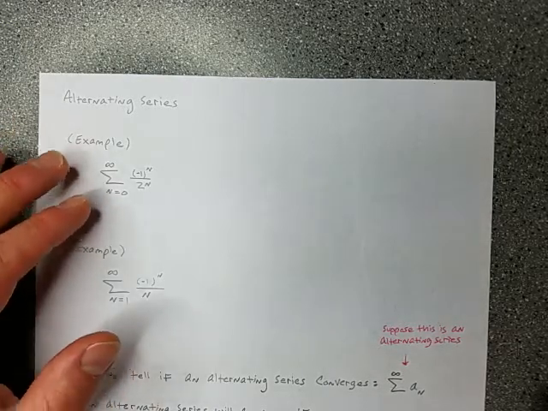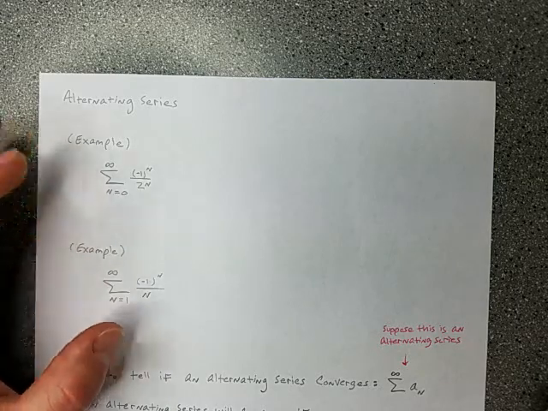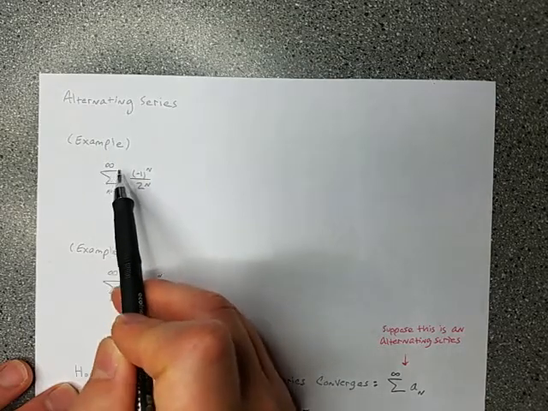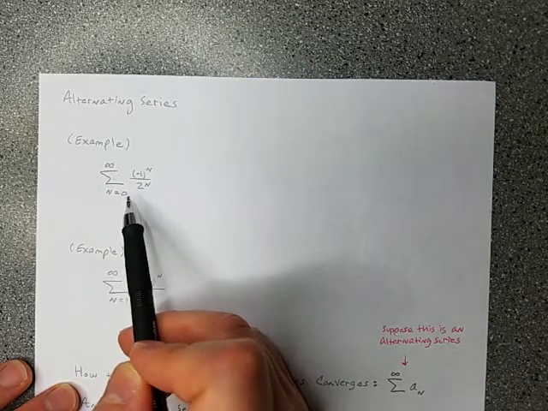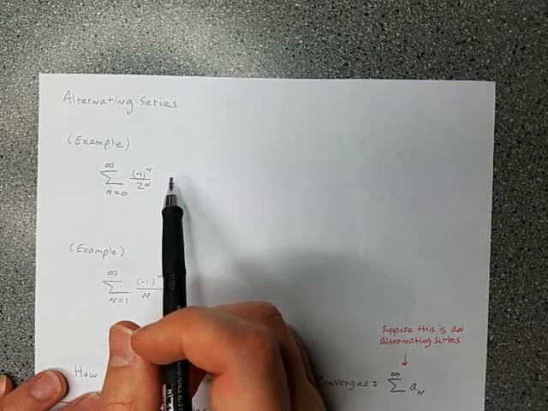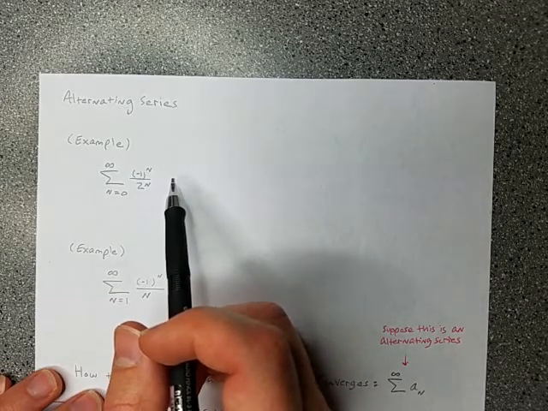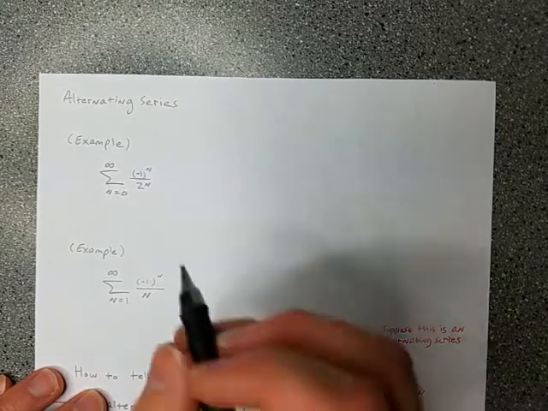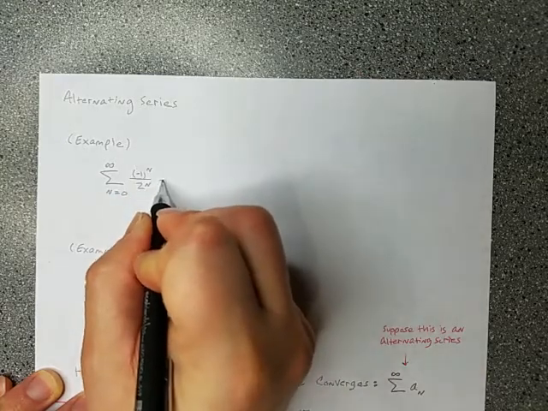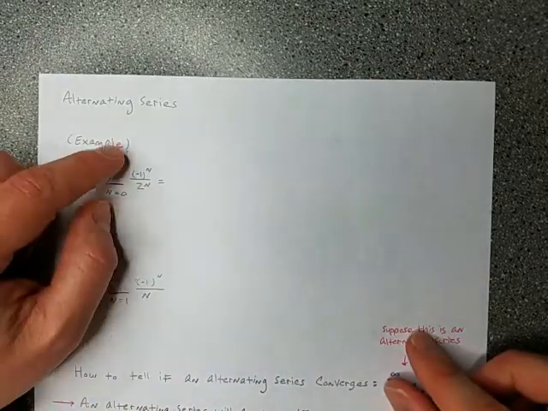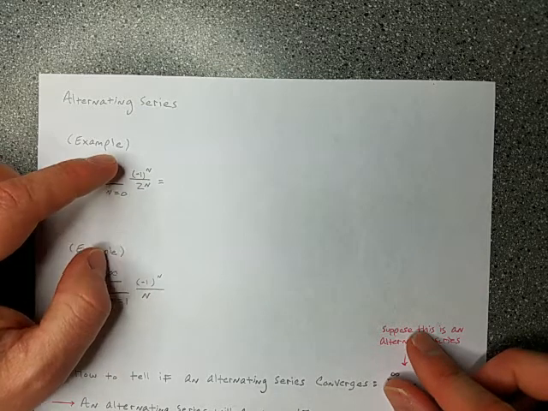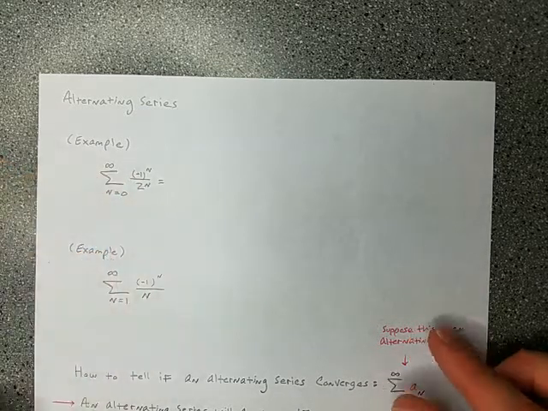Now, alternating series is probably just what it sounds like. For us, we'll deal only with infinite series, but it's an infinite series whose terms have signs that consistently alternate between positive and negative. So, take this first one, for example. This is an example of an alternating series. Alternating series might typically have this (-1)^n or something like that, and that's what makes the signs change from one term to the next.